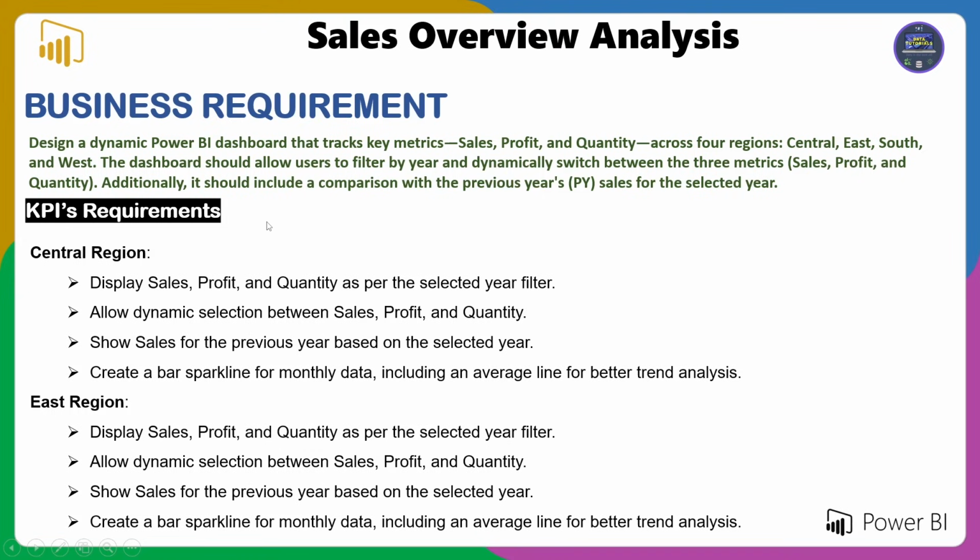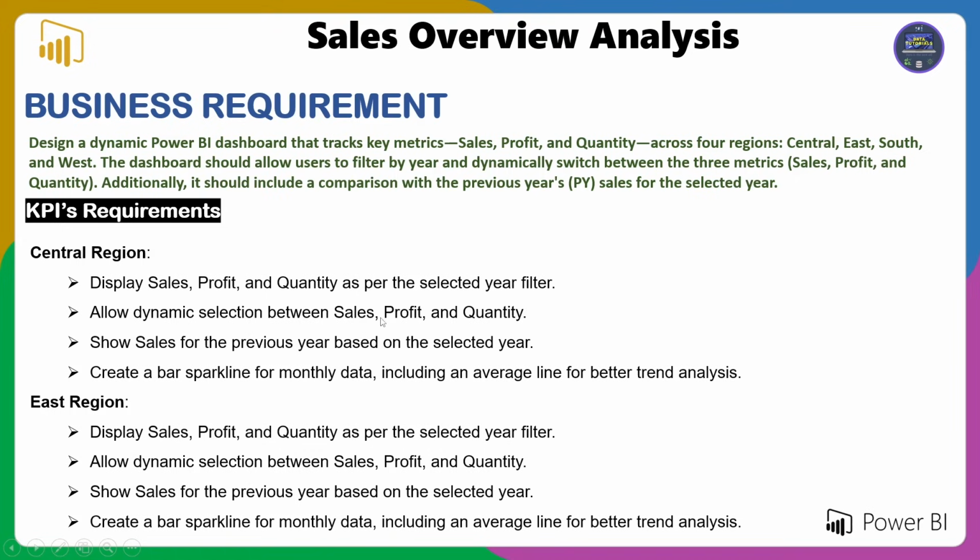So now first is the KPI requirements. KPI is nothing but what I showed you on the left hand side, the spark lines and all which we had. So firstly we want it region wise. So firstly we will be finding for central region, and based on our requirement we have to display the sales, profit and quantity as per the selected year. So whatever year we are going to select, for sales, profit and quantity, we will be adding one parameter, and it should be dynamic selections, right?